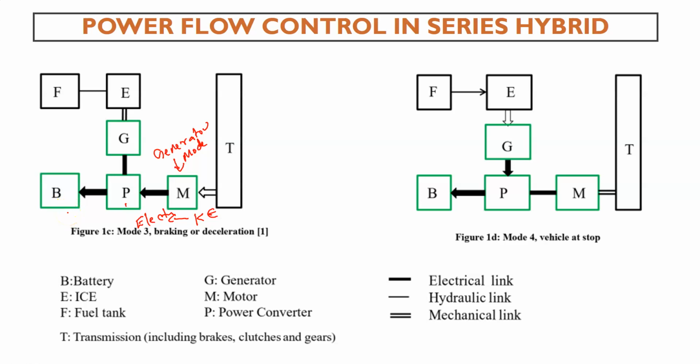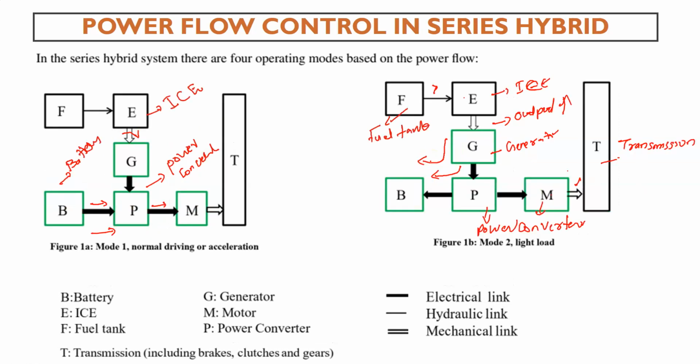Okay. And in the mode 4, the battery can also be charged by ICE via the generator. In the fourth mode, this battery can also be charged using ICE. Okay, this is the fourth mode. So in the fourth mode, the battery can also be charged by ICE via the generator even when the vehicle comes to a complete stop. So in this mode, the battery will be charged using ICE. These are the 4 modes of operation of series hybrid vehicles.